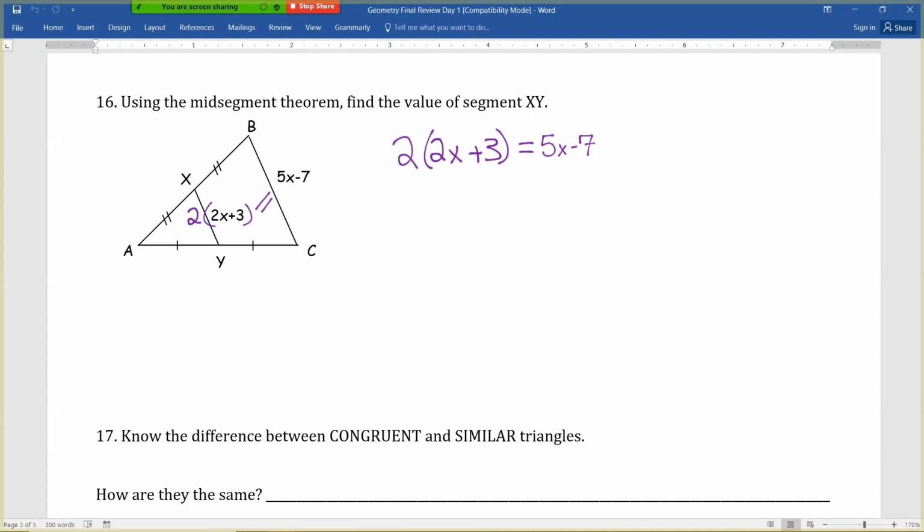And again, we've created an algebraic equation for us to simplify and solve. So to get rid of these parentheses, we're going to distribute the 2 inside. 2 times 2x is 4x, and 2 times 3 is 6. Leave the right side alone.